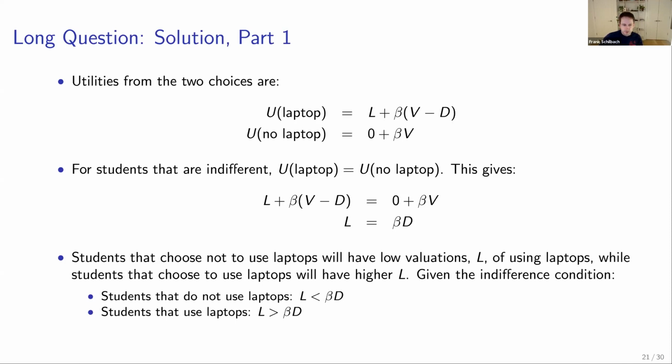Now, students that choose not to use laptops will have low valuations, L, of using the laptops, while students that choose to use the laptops will have high L. If L is very large, then it exceeds beta times D. If L is very small, then L is smaller than beta times D. So given the indifference condition, for students that do not use the laptop, L is smaller than beta times D, and for students that use the laptop, L is larger than beta times D.